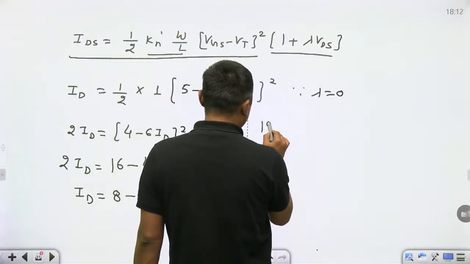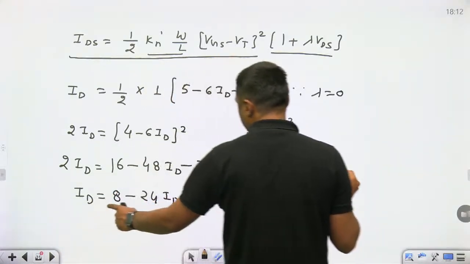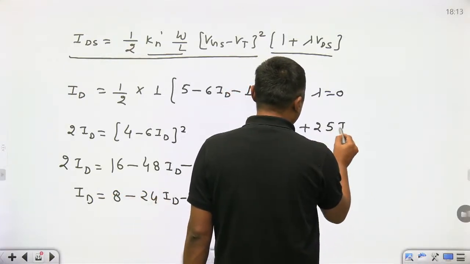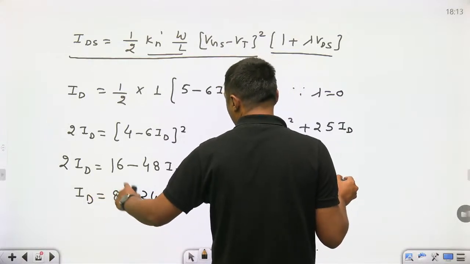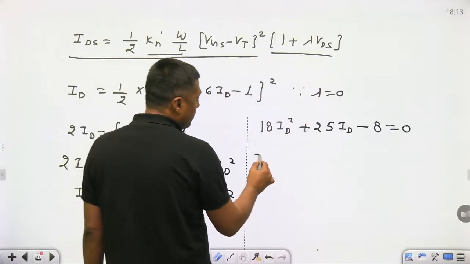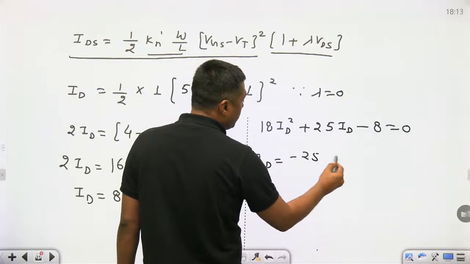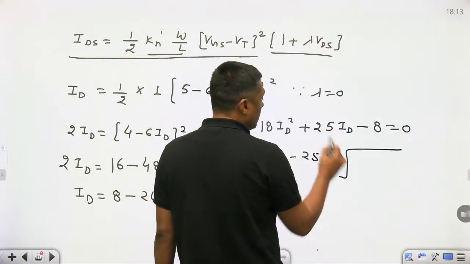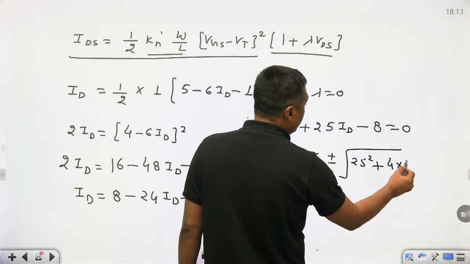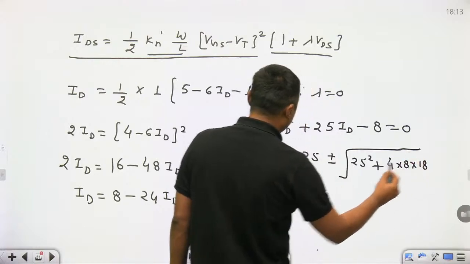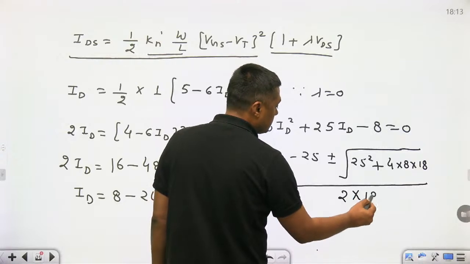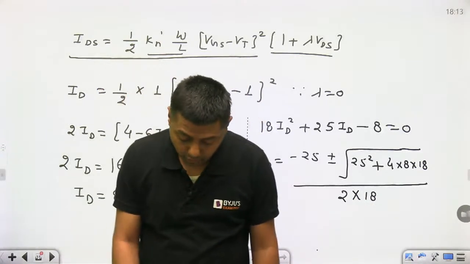This is 18 ID square. Take the 18 from the right hand side to the left. That's 24 plus 1, 25 it will become. Please check my calculation also. 25 ID minus 8 is equal to 0. Now what are the roots? So you can find ID as minus b, plus minus root of b square minus 4ac, that is 25 square minus 4 into 8 into 18, divided by 2a, that is 2 into 18. Okay, but remember ID should be a positive value.